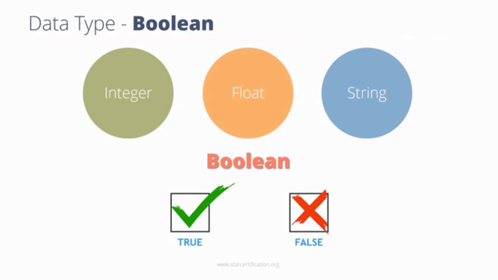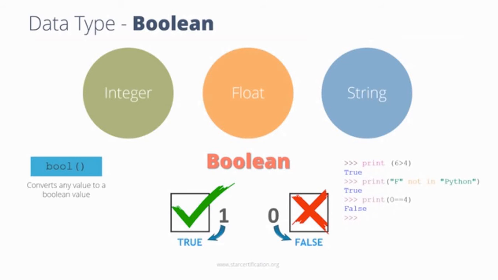If we consider its functionality with numeric value, then it behaves as integers 1, that is true, and 0, that is false. If the value can be interpreted as a truth value, the built-in function bool is used to convert any value to a Boolean. Boolean values can be obtained from expressions as shown on the screen.